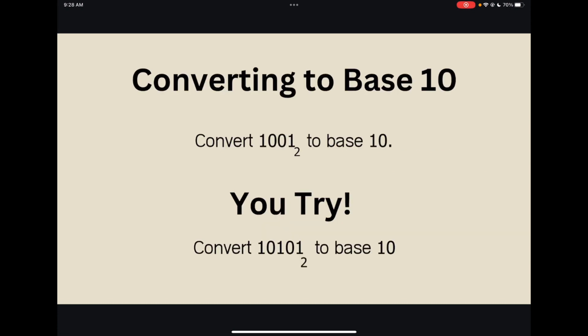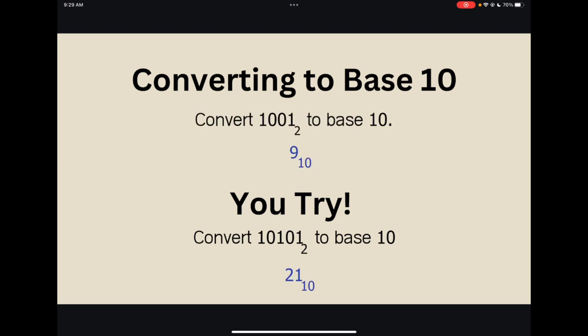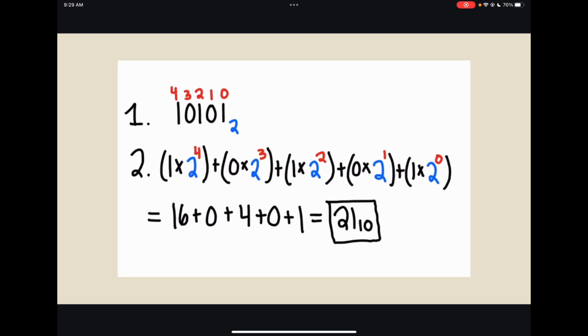So the first thing we did was teach our students how to convert something from a different base. For example, in the first problem, we were converting 1001 base 2 to base 10. We went over that problem in class and then gave the second example for them to try on their own. And then these are just the answers so that they could check, and then this is the work.